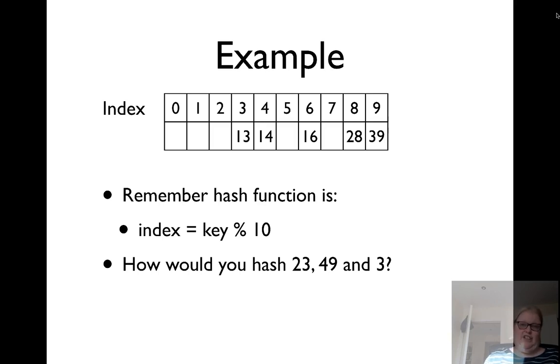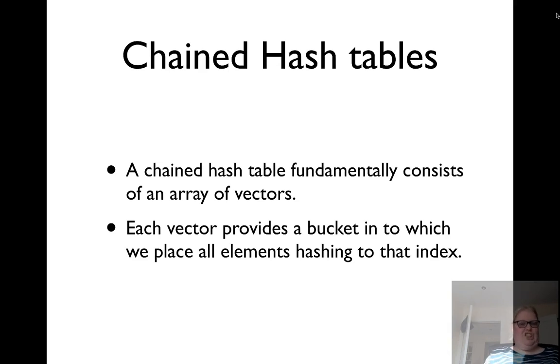Okay, so one thing you can do is a chained hash table. A chained hash table fundamentally consists of an array of vectors. So that's a fixed length data structure of say 10, but every single element in that array is actually itself a vector, which is variable length and can grow as required. The way we think about this is that each vector provides a bucket in which we place all elements that hash to that index.